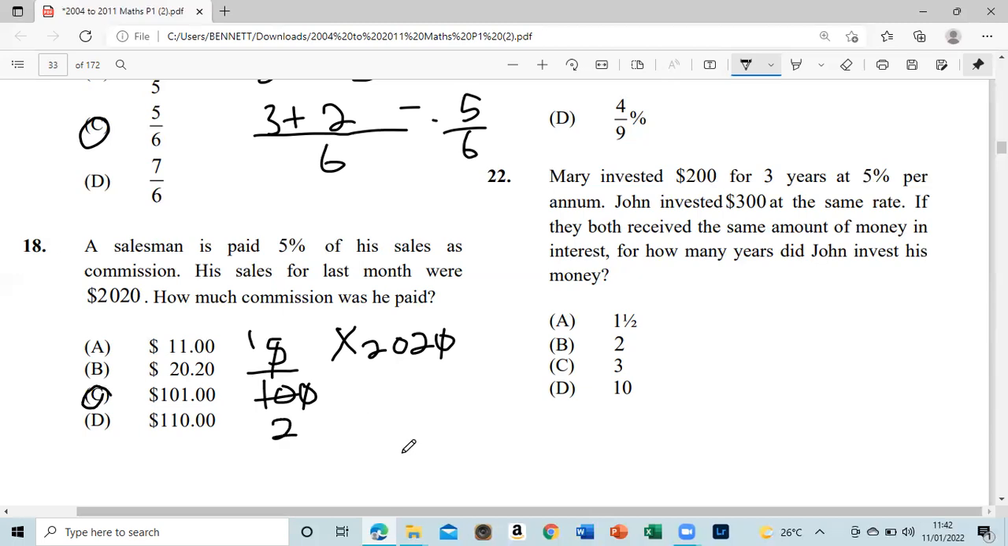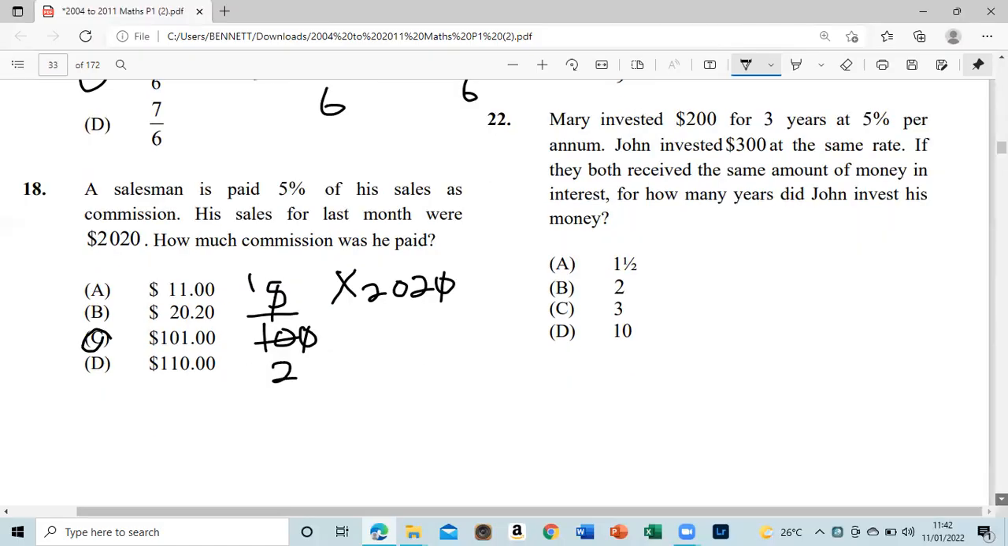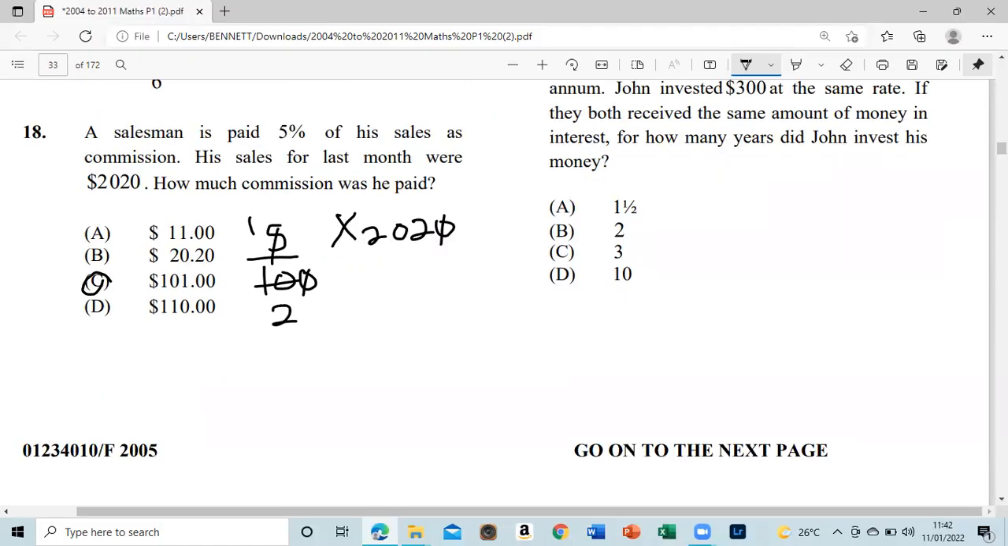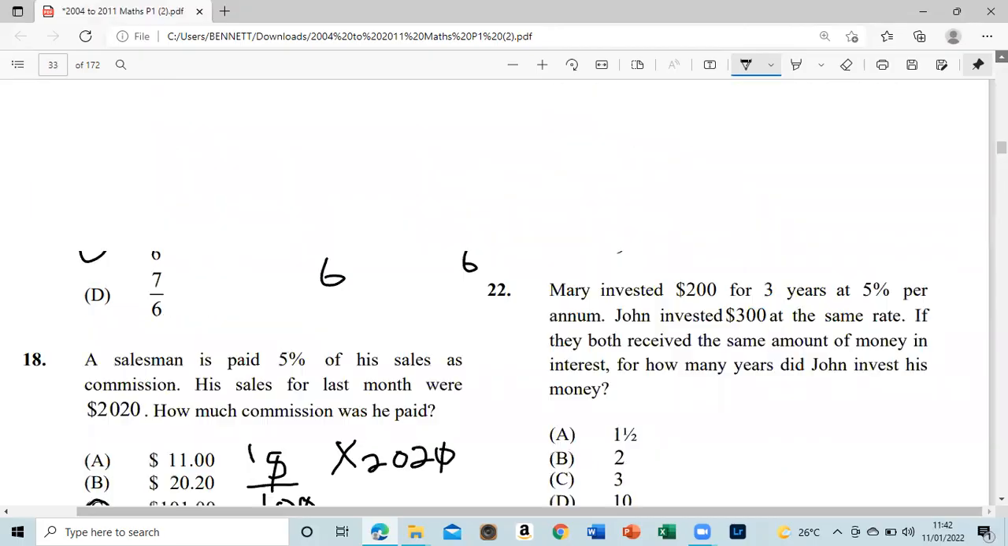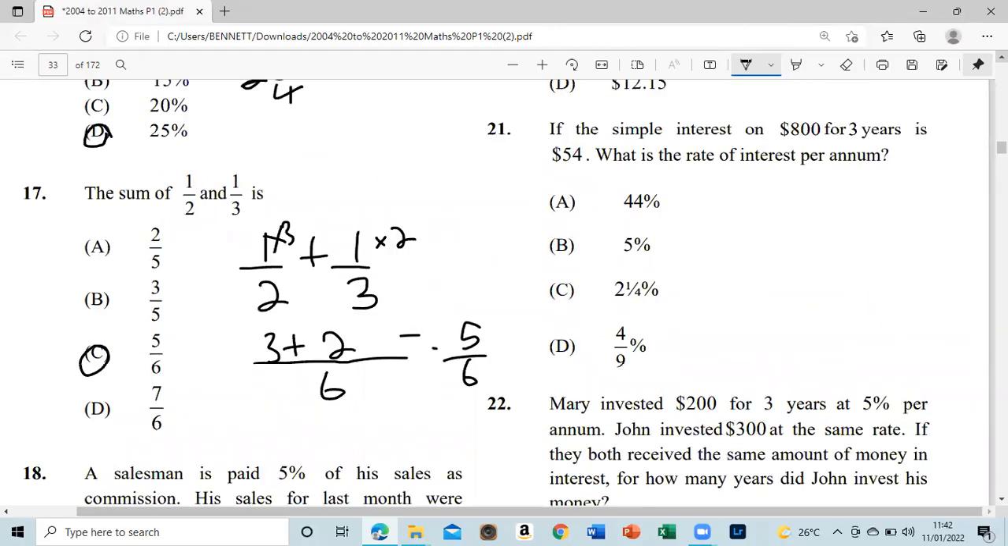All right, let's move on to number 19. Oh, we have to go up to the top. So I need to go through the paper, because we don't know, yeah, 19.